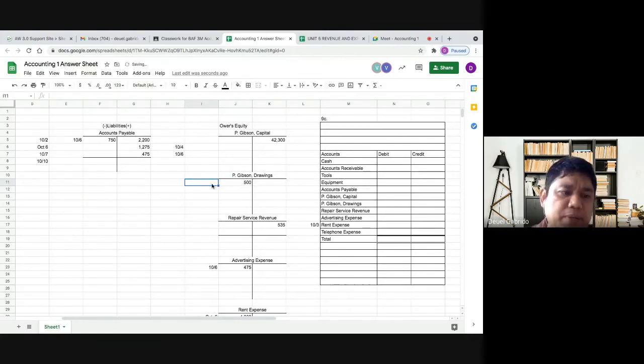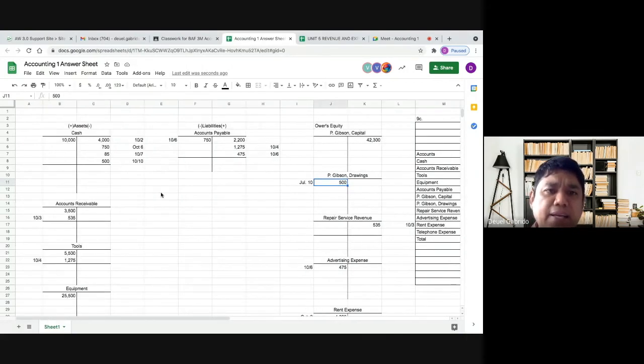And then let's put the 10th. So drawings, because it can decrease the equity, that's why it's on the debit. And then cash goes down by 500 as well.